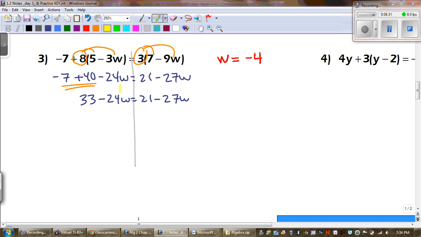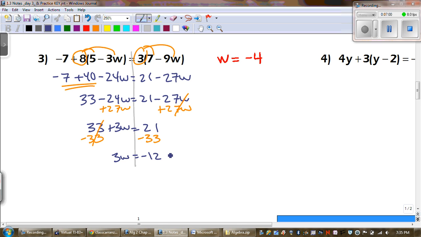Looking at the two variables, which one's smaller? Well, that would be negative 27. So we're going to add 27w to both sides. And then we get 33 plus 3w equals 21. Now we're going to subtract 33 from both sides. And we get 3w equals negative 12. And divide both sides by 3. And we get w equals negative 4.